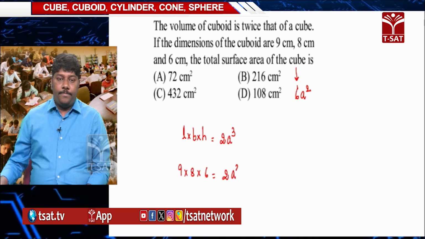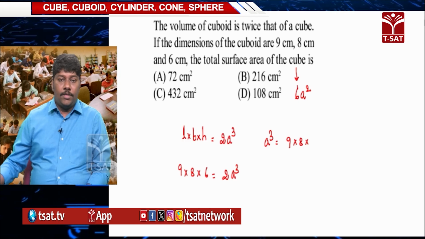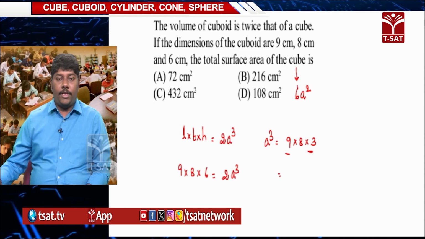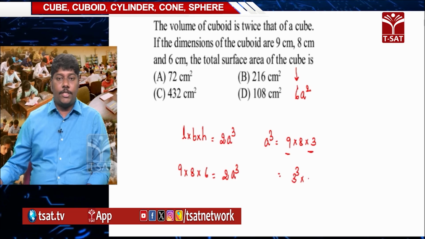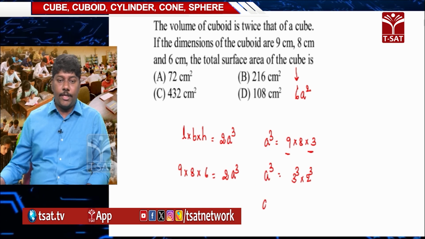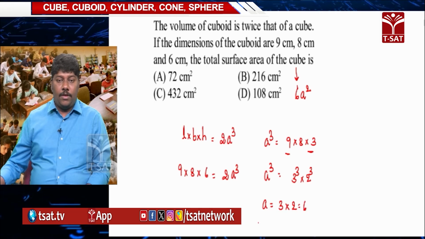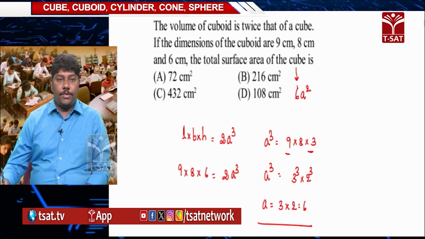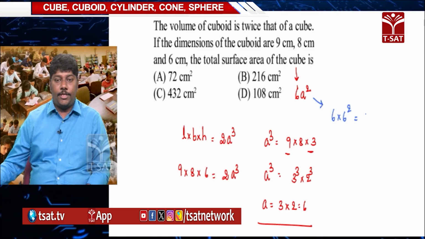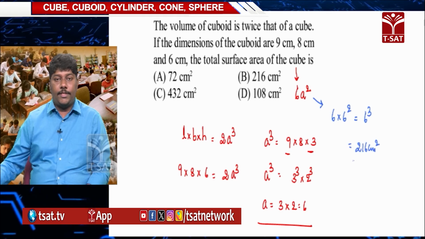is 2a cube. Therefore, a cube is equal to 9 into 8 into 6 into, the 2 gets cancelled, so it becomes 3 here. You can write 3 square into 3, 3 cube. 8 you can write as 2 cube. Therefore, a cube is equal to 2 into 3 whole cube. Therefore, a is equal to 6 here. If edge is 6, you just need to substitute in 6 into 6 square, which is 6 cube, which is 216 centimeter square, the surface area.